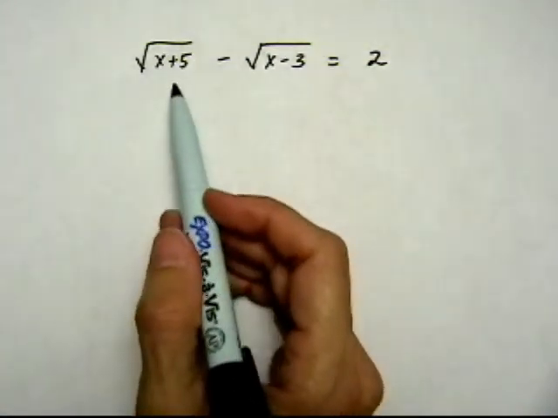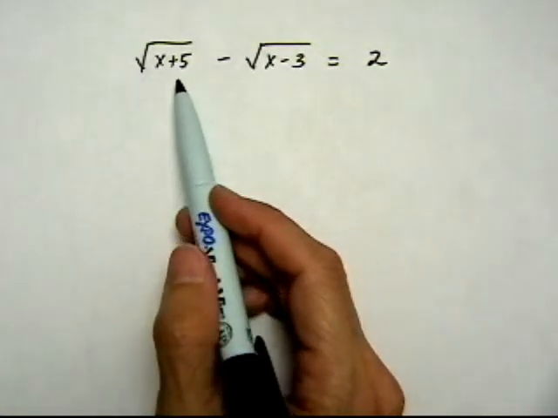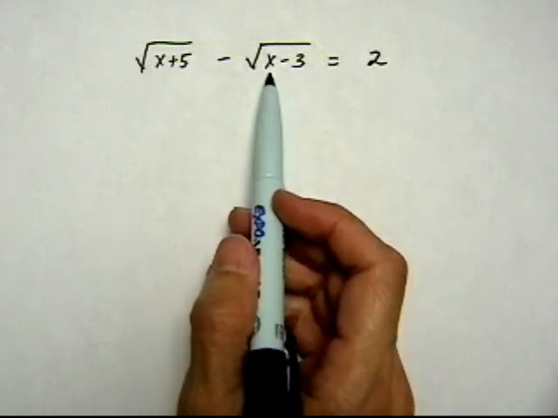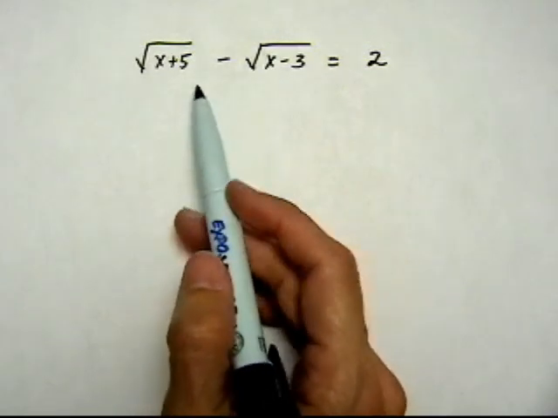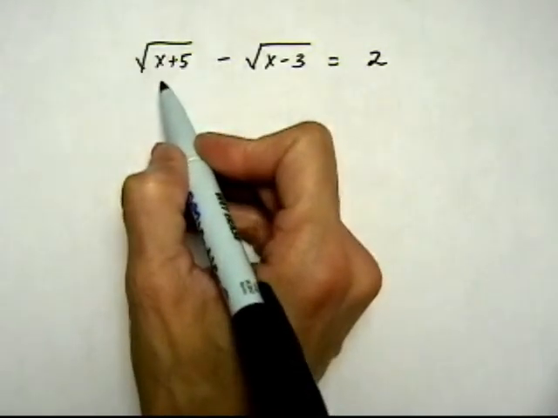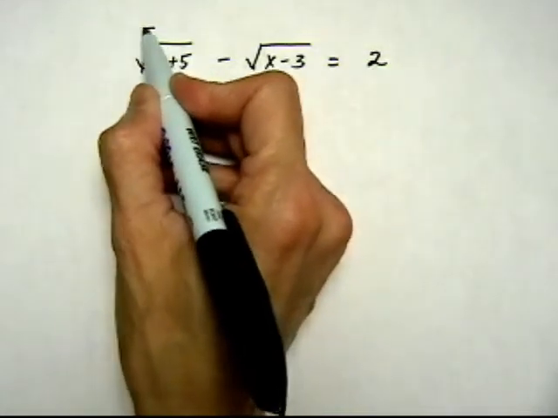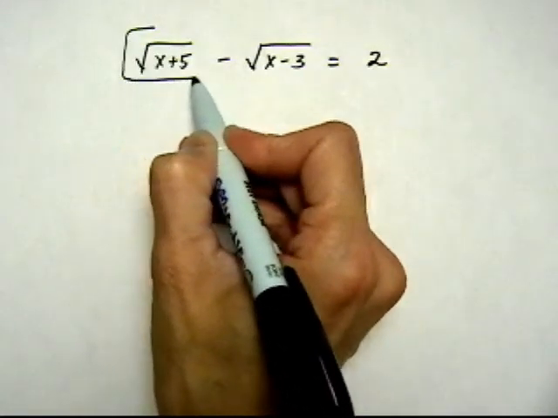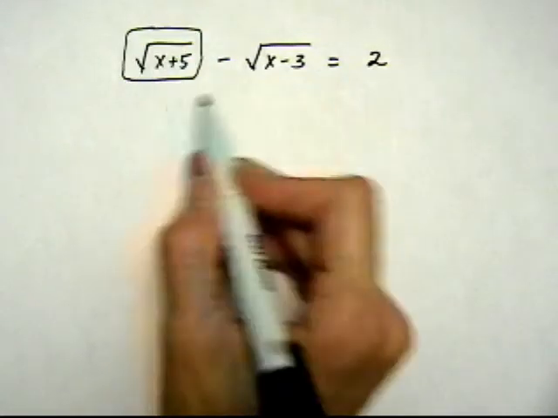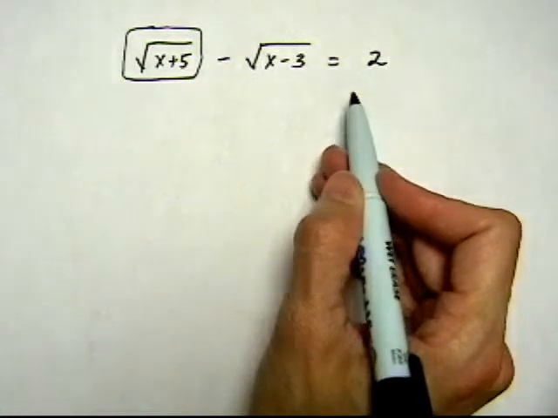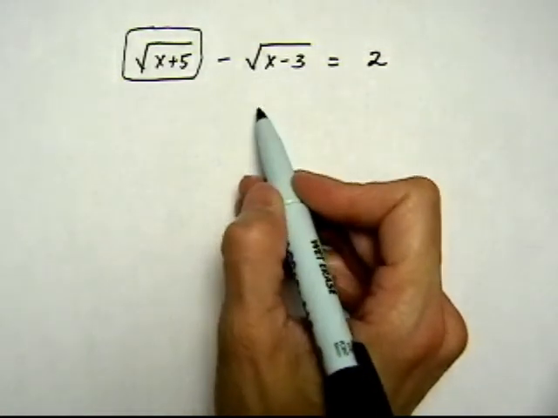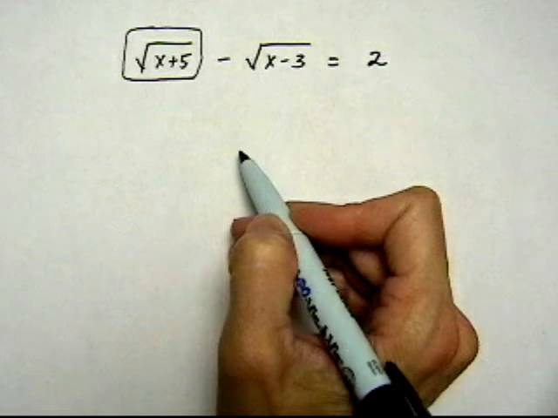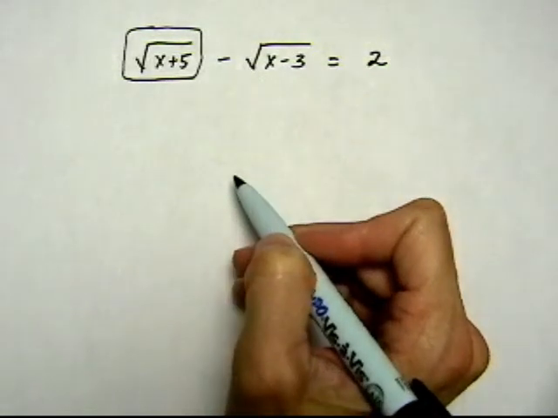Here we're going to solve a square root equation, and this equation has two square roots in it. So the general approach is going to be, we're going to choose one of the roots to isolate. Doesn't matter which one. I'll just pick this first one. We're going to isolate the root, square both sides of the equation, then isolate the other root that's left, square both sides of the equation again, and then solve for x.